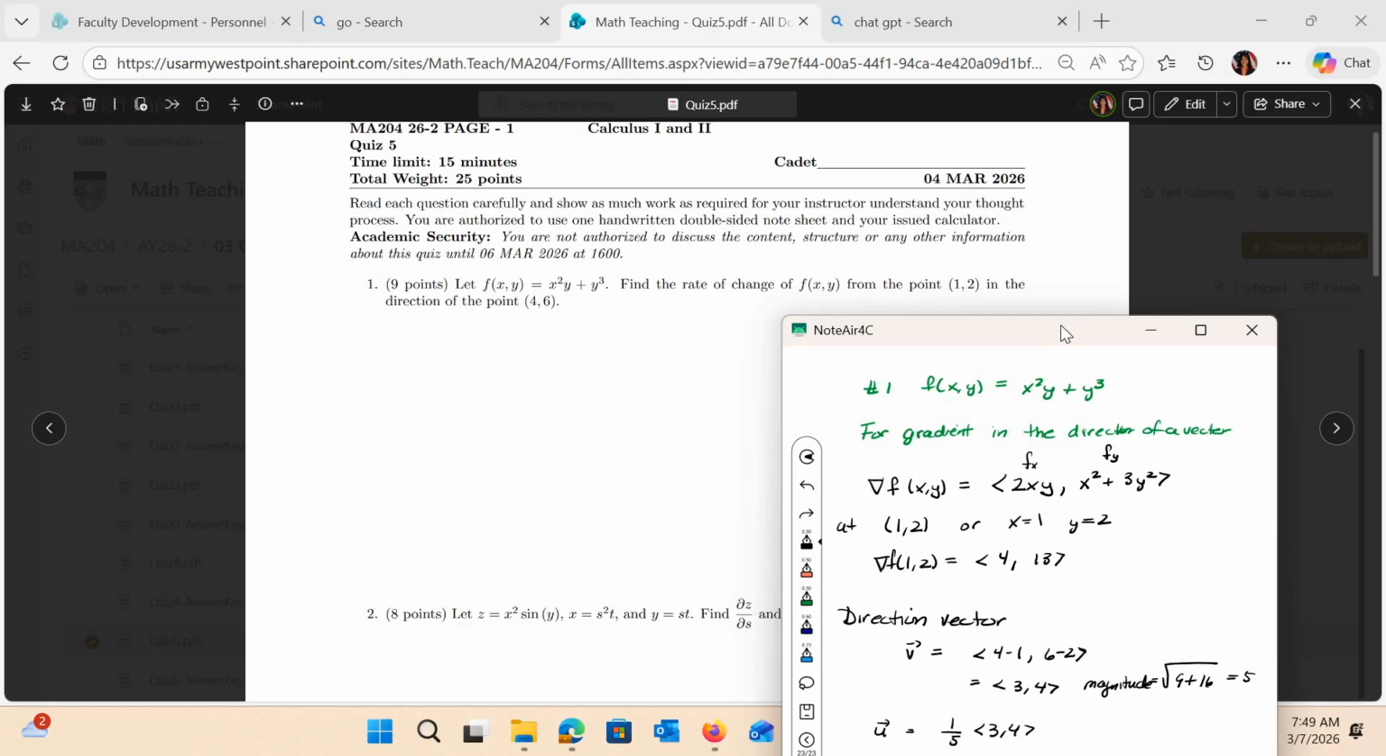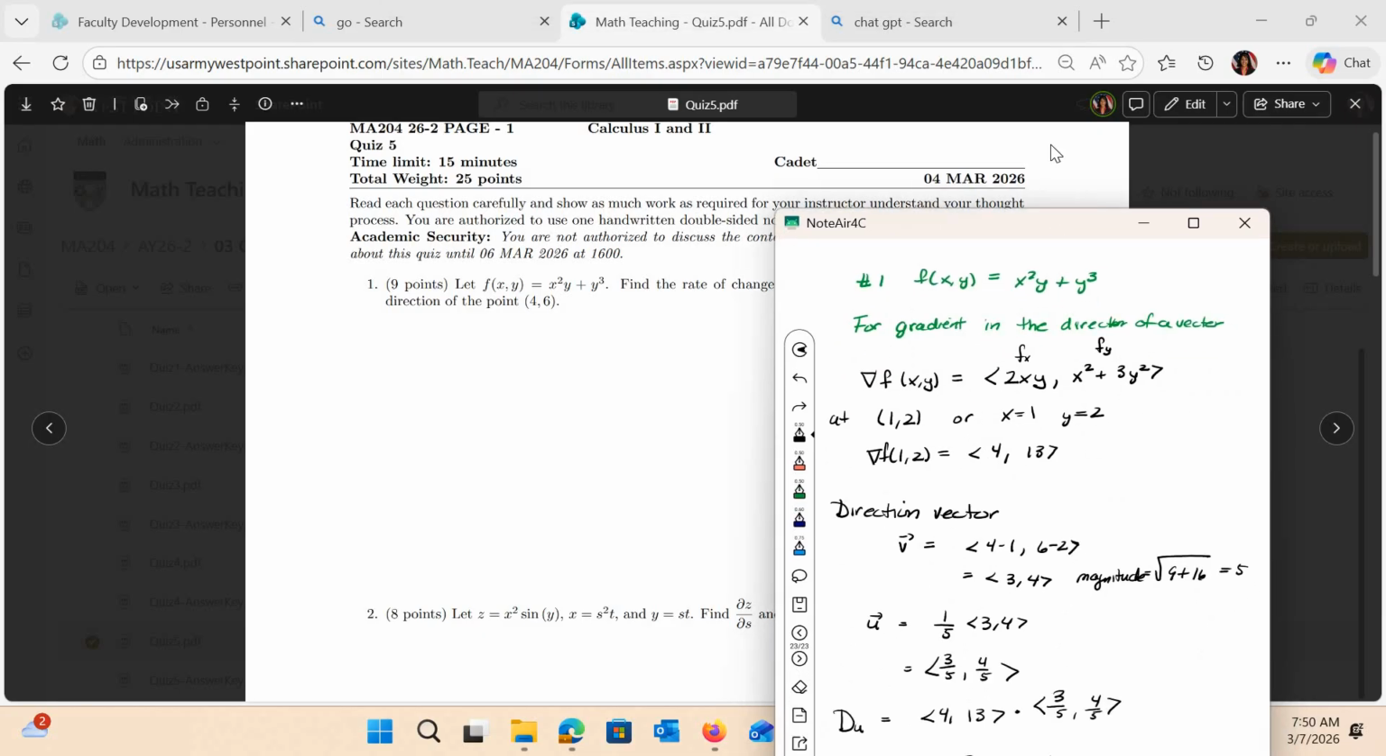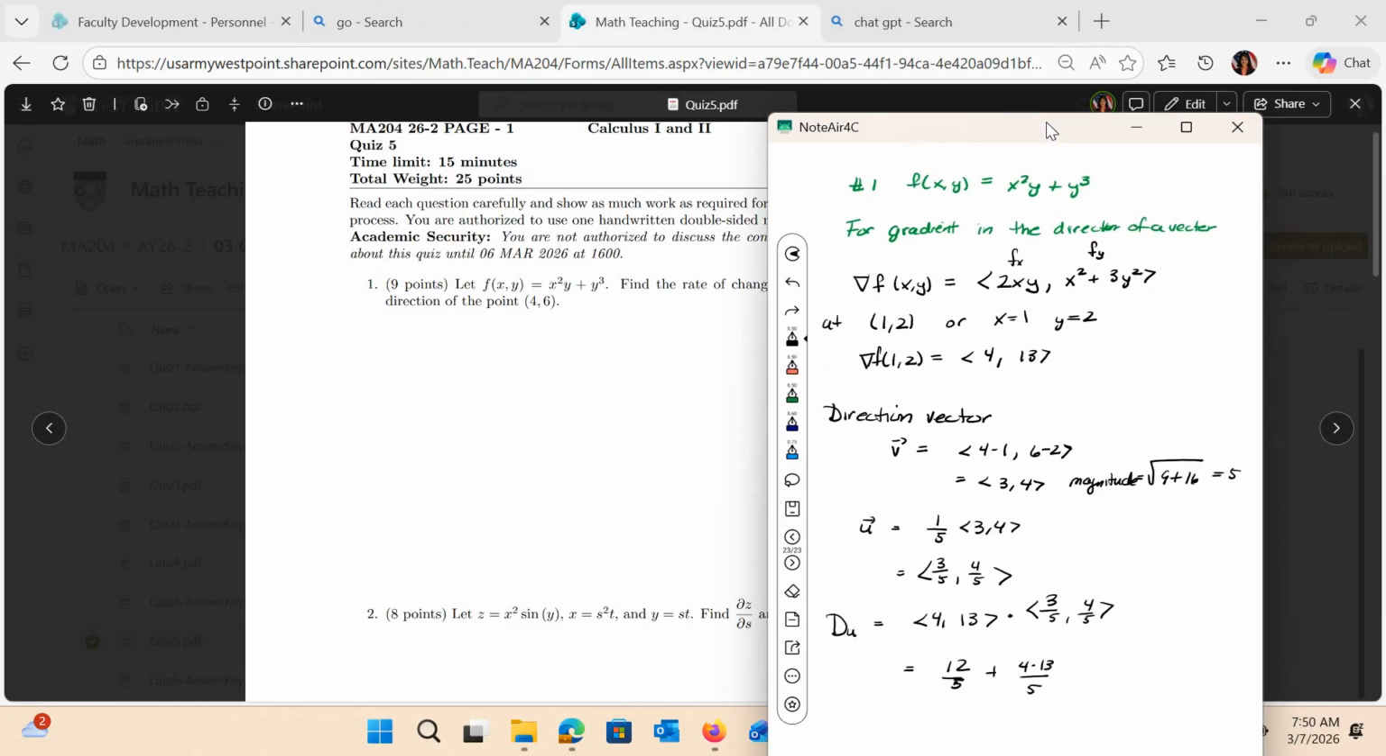So how do you now finish your problem? You pull off your sheet. The directional derivative is going to be the dot product of 4, 13 dot 3/5, 4/5, which is really 12/5 plus 4 times 13 over 5. And this is where Dr. T is going to stop. I'm assuming that everybody can add fractions. You can add fractions. And whatever that number is, I really don't care.